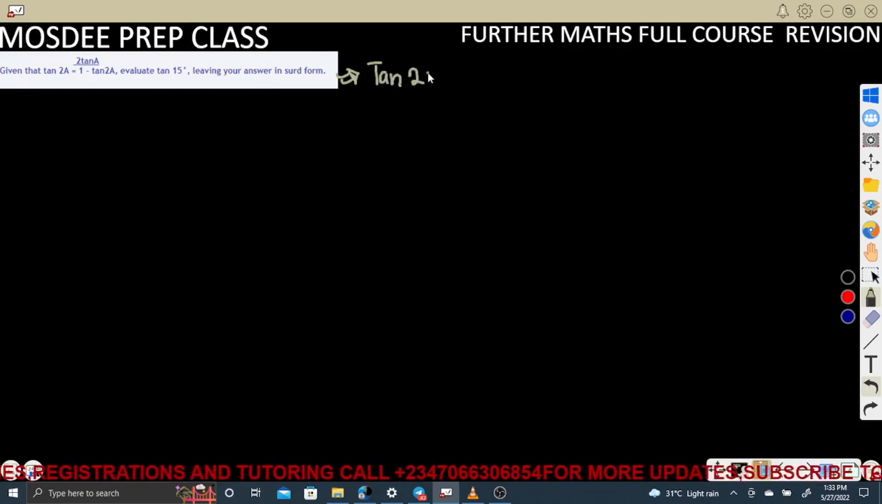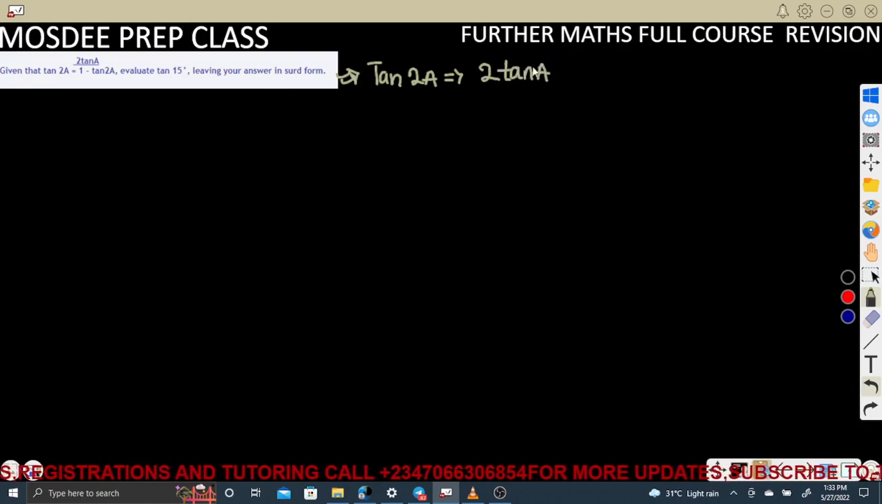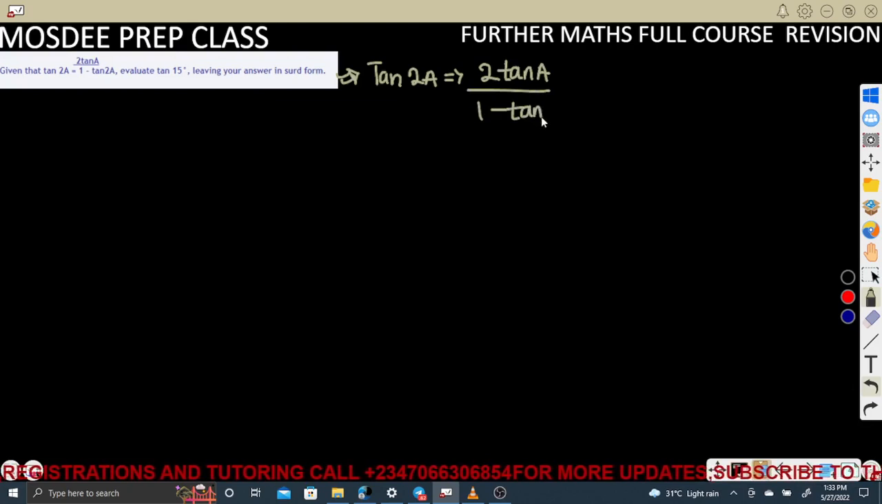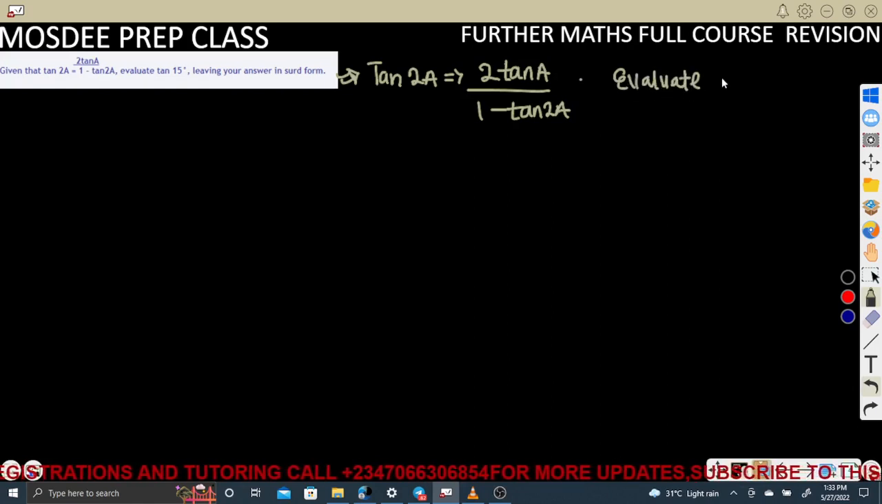Here we are given tan 2A is equals to 2 tan A all over 1 minus tan 2A. So the examiner says we should evaluate tan 15 degrees. So evaluating tan 15 degrees, students should be very careful to follow the line of the question, which says you are to leave your answers in short form. So tan 15 degrees, you are to follow the line of the question, please.